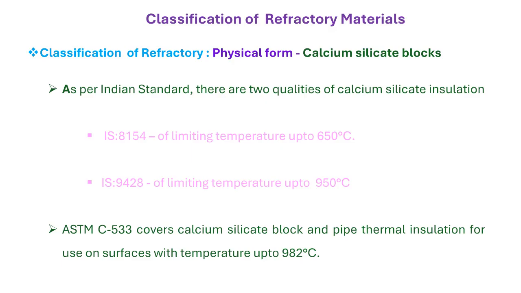Internationally, the standard is ASTM C533, which covers calcium silicate block and pipe insulation for use on surfaces up to 982 degrees Celsius. This aligns closely with the IS 9428 grade. These standards give engineers and technicians confidence that the material will perform as expected, making it easier to select the right grade for the job.